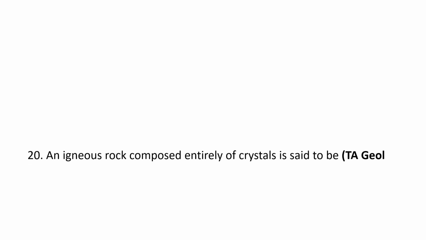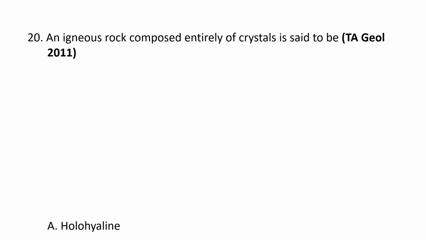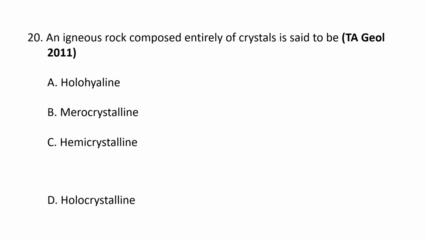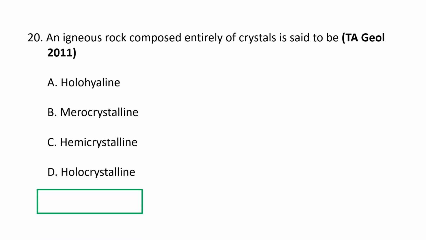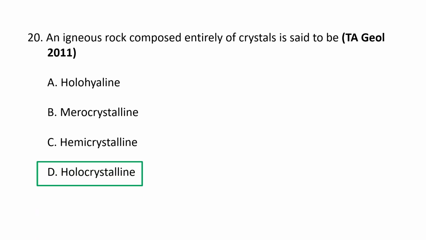Next question. An igneous rock composed entirely of crystals is said to be A) Holohyaline, B) Merocrystalline, C) Hemicrystalline, and D) Holocrystalline. So the correct answer is D, Holocrystalline. Holocrystalline is a term used to describe the texture of an igneous rock that is made up entirely of crystals. So it means that the rock has no glassy parts.